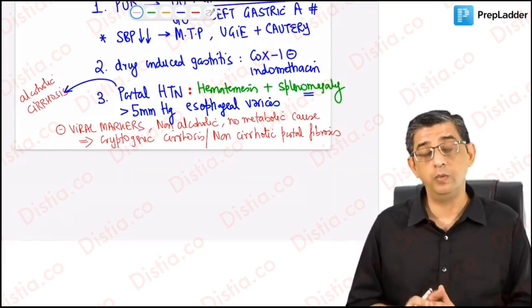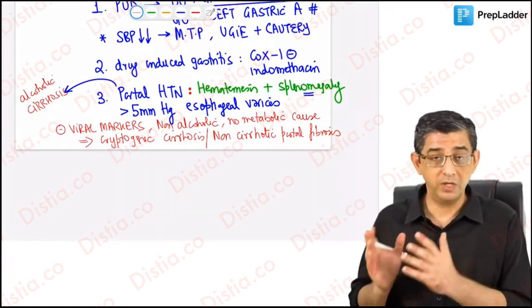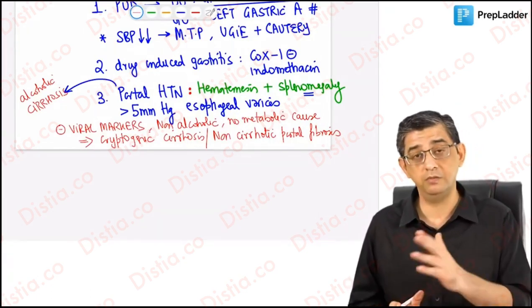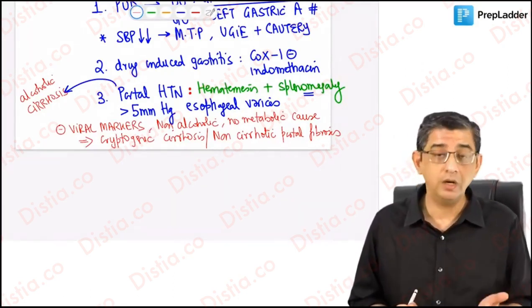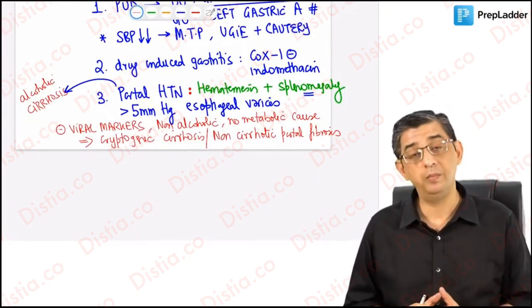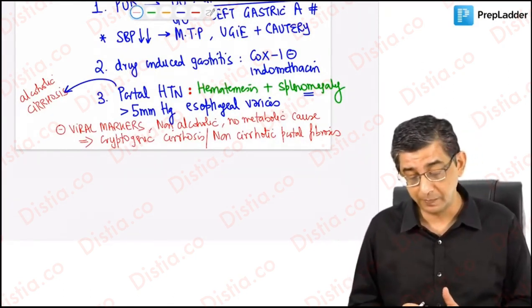In point number three, I want to highlight portal hypertension, pressure more than 5 millimeter. Once the pressure goes more than 12, the esophageal varices will pop off. But the point is, if it's not an alcoholic patient, it's negative for viral markers, there's no metabolic cause, then you need to remember it as cryptogenic cirrhosis.